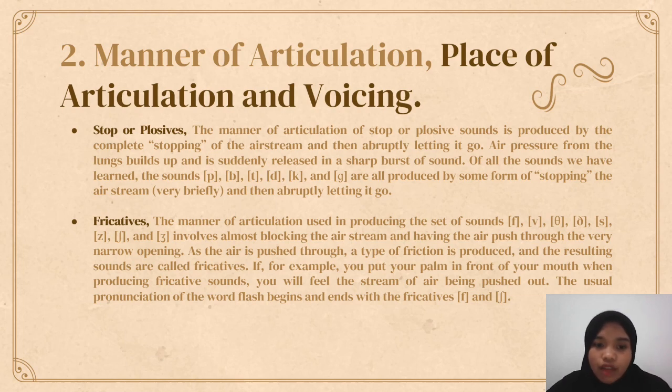The second is fricative. The manner of articulation used to produce the set of sounds f and v involves almost blocking the air stream and having the air push through a very narrow opening. As the air is pushed through, a type of friction is produced, and the resulting sounds are called fricatives. If, for example, you put your palm in front of your mouth when producing a fricative sound, you will feel the stream of air being pushed out. The usual pronunciation of the word flash begins and ends with the fricatives f and sh.